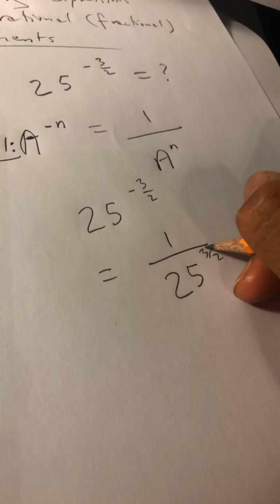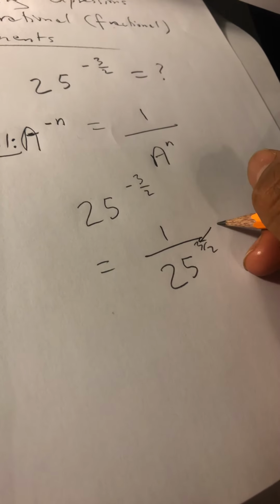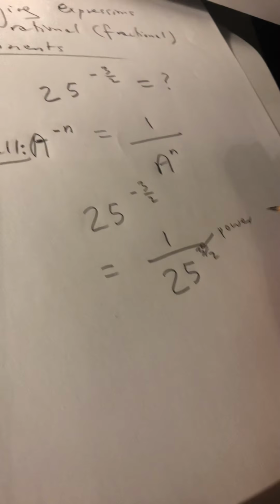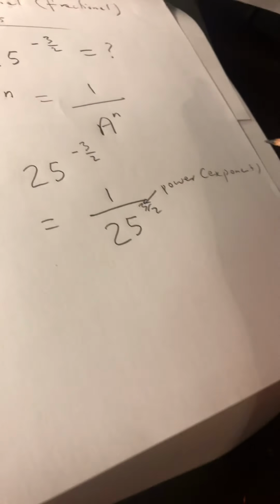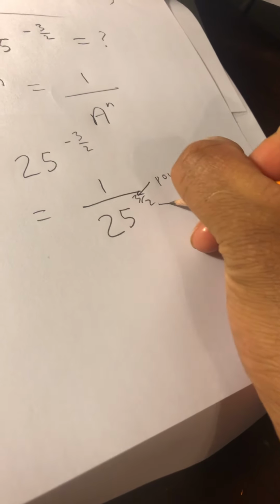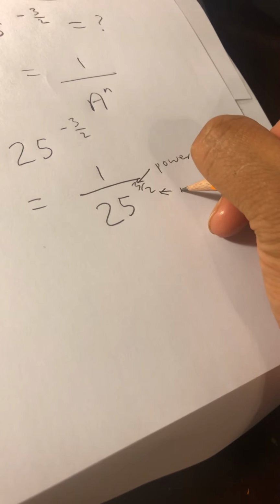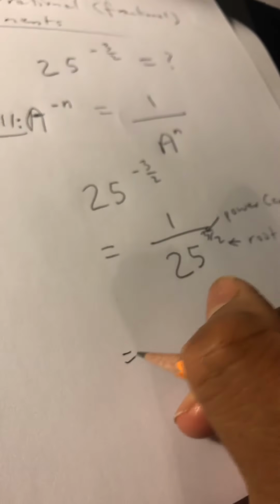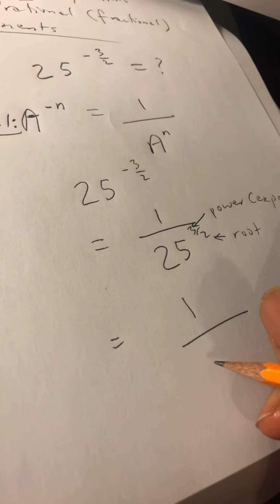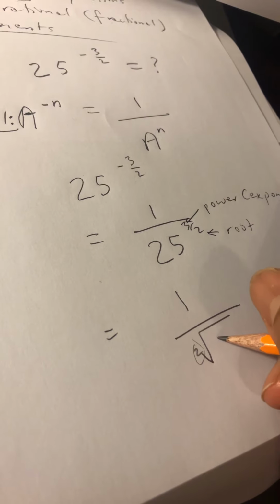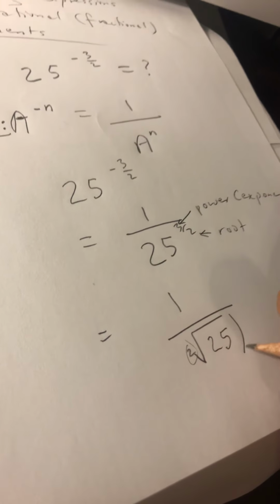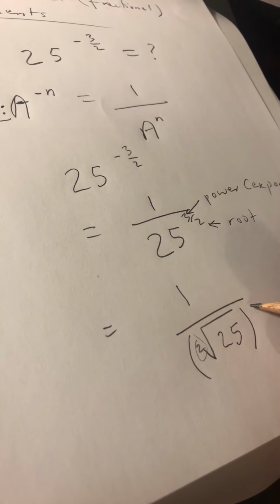In this case, don't forget, the 3 is going to be the power or the exponent, and the 2 in the denominator here is going to be the root, called the root or the radical, right? So what we have here is just going to be 1 over, the root is 2, so that becomes square root, 1 over square root of 25, and the exponent is going to be 3.